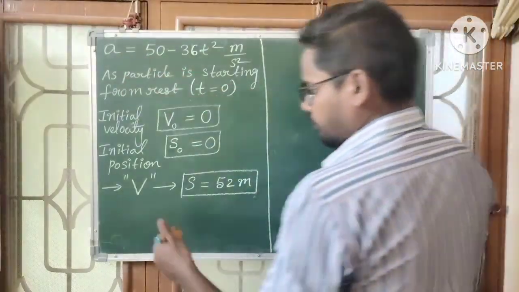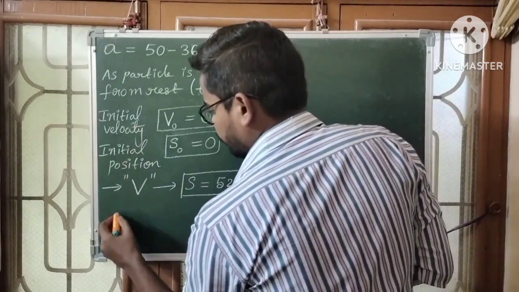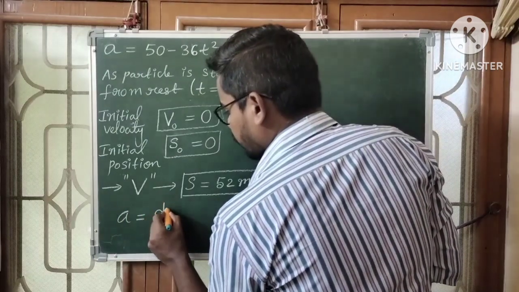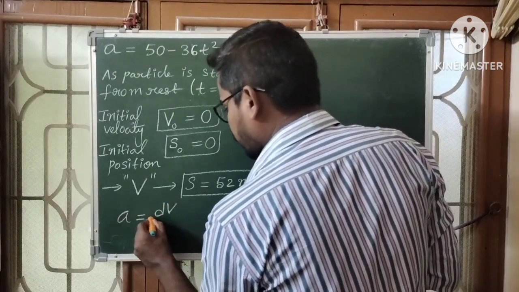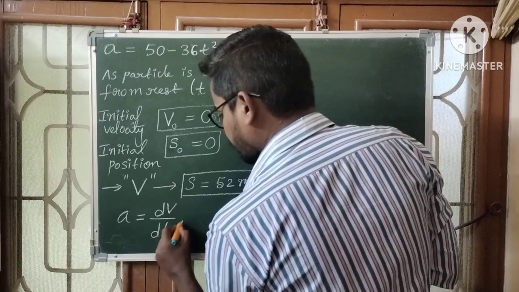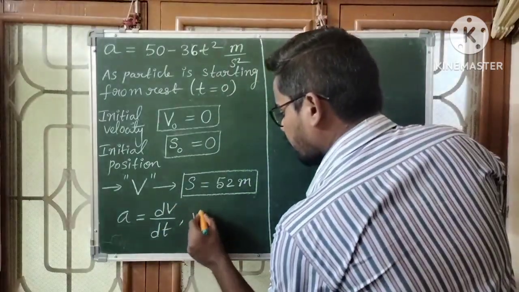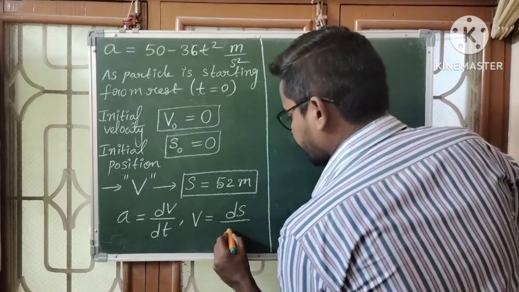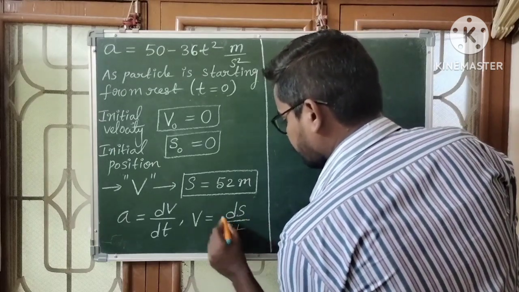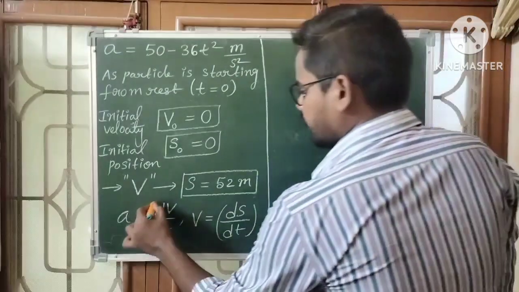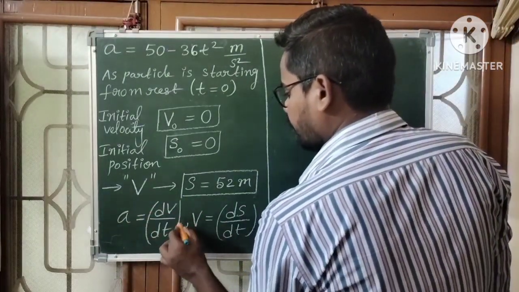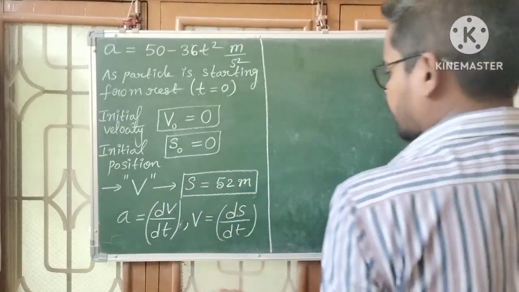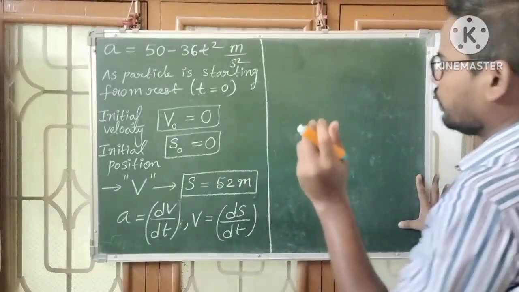See, we know that instantaneous acceleration is equal to the rate of change of velocity with respect to time, and velocity is equal to the rate of change of displacement with respect to time. So instantaneous acceleration is equal to dv/dt and instantaneous velocity is equal to ds/dt. And one more important concept.